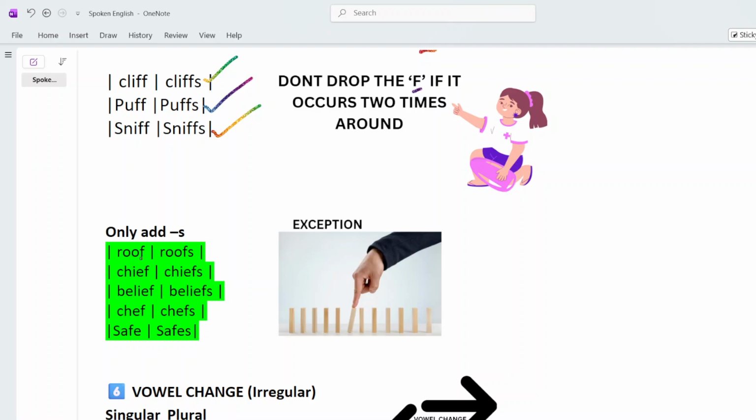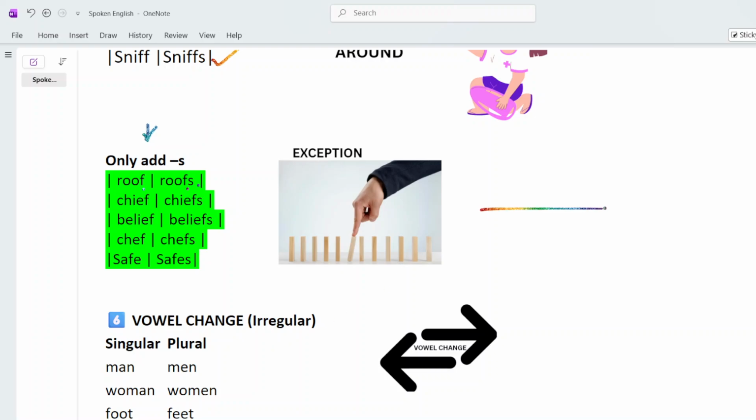All right. As I told you, when a word has an F, I told you to drop it. But in the case of roof, you can't drop it. You have to add an S along with the F. You have to remember that. Same drill with chief: chiefs. Belief, beliefs. Chef, chefs. Safe, safes. All right. Again, the same thing. Pause the video, read it aloud, and try to pronounce them as they are on the screen.